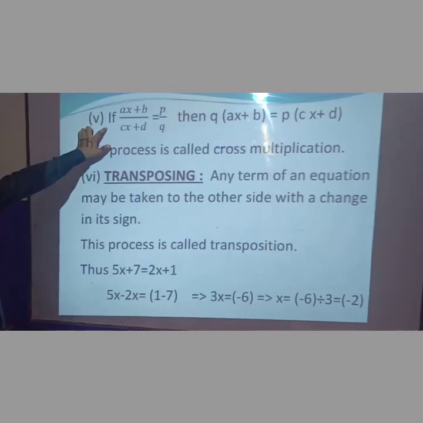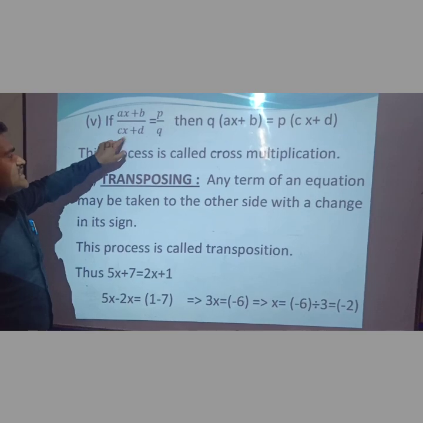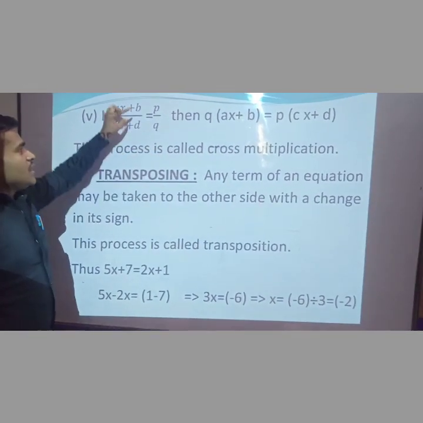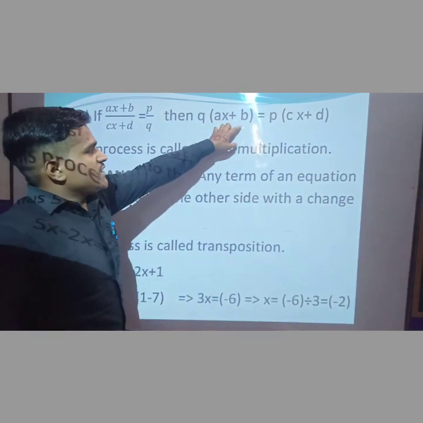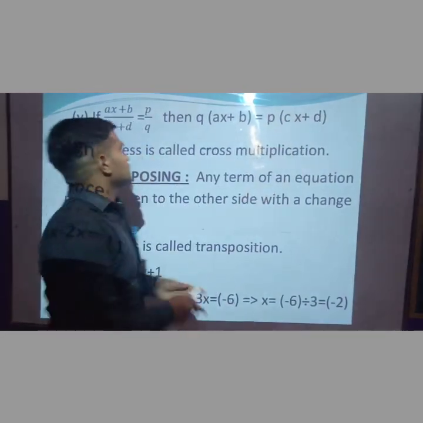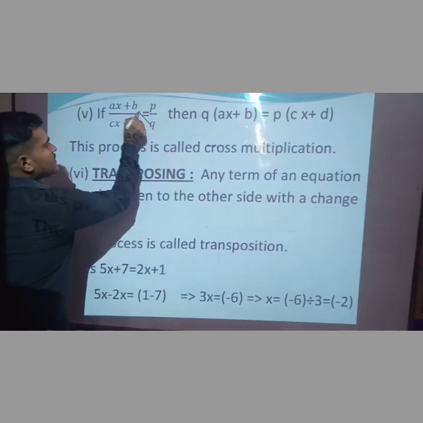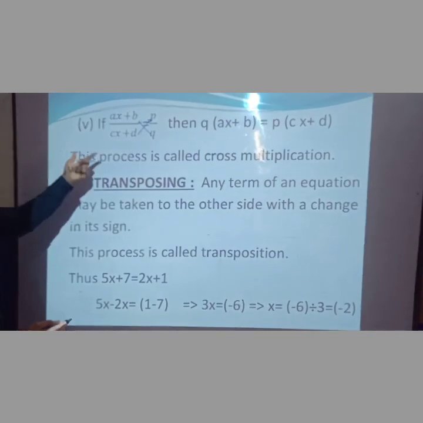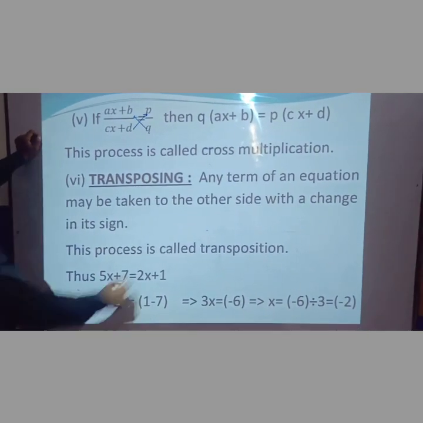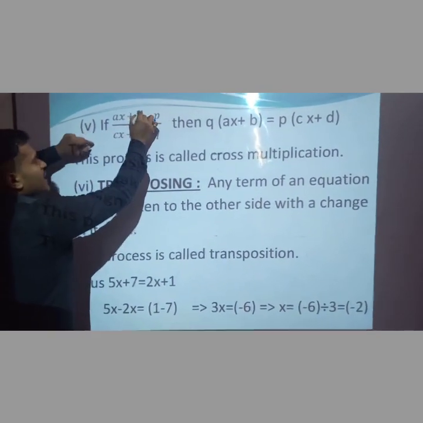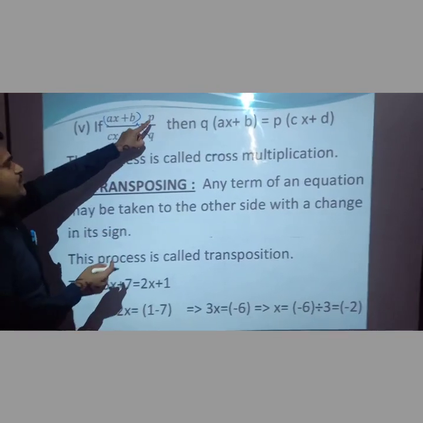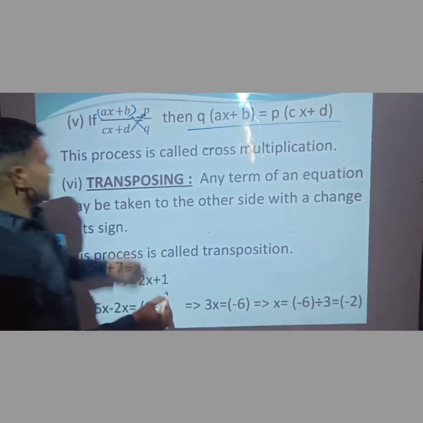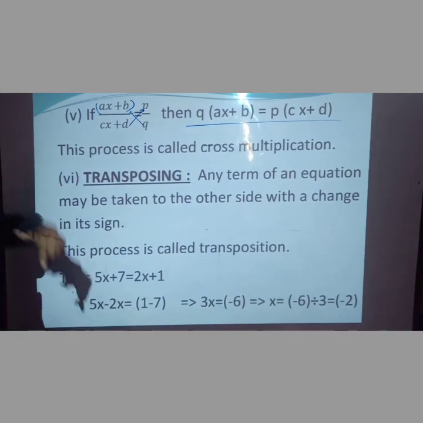Okay. If ax plus b upon cx plus d is equal to p upon q, then we can write q into ax plus b is equal to p into cx plus d. How? Q is multiplied, and what is this called? This is called cross multiplication. So q is multiplied with ax plus b and p multiplied with cx plus d. So we get this. Okay. So this process is called cross multiplication.